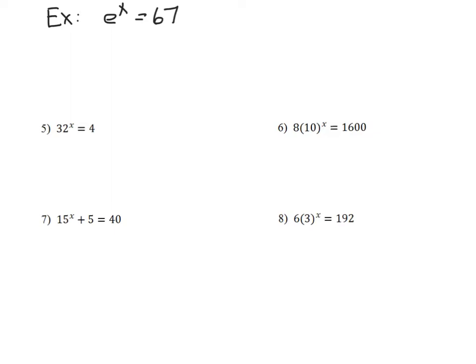So instead of taking the log of both sides of this, we're going to do a different operation, very similar, but we're going to take the natural log on both sides. We want to take the natural log on both sides of the equation because natural log and e are inverses of each other. So notice what this is going to look like. The natural log of e to the x is equal to the natural log of 67.